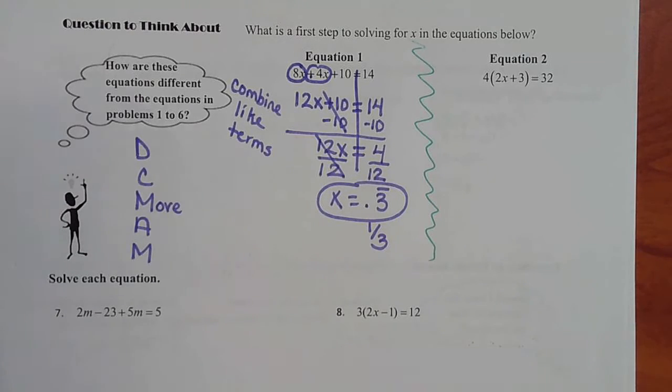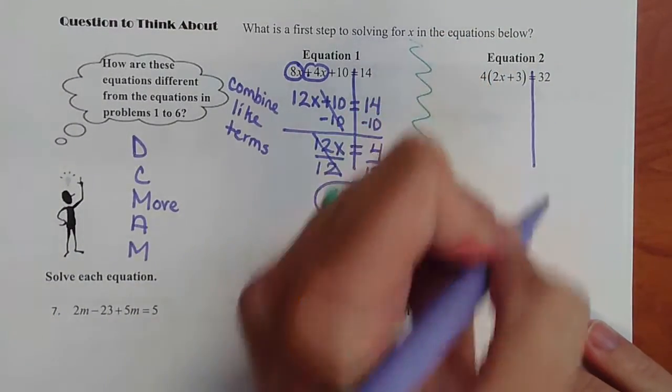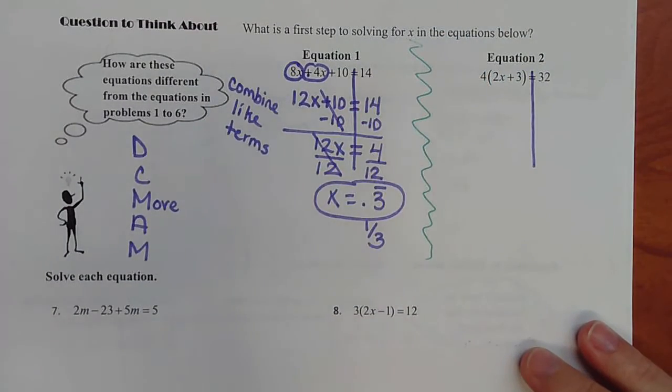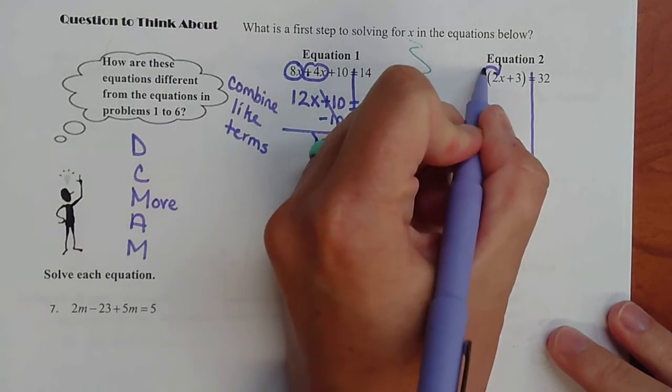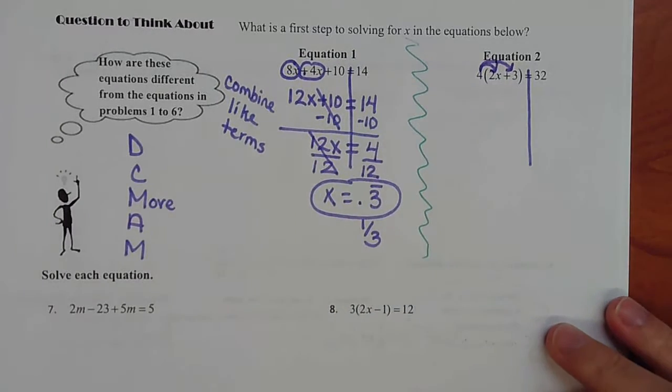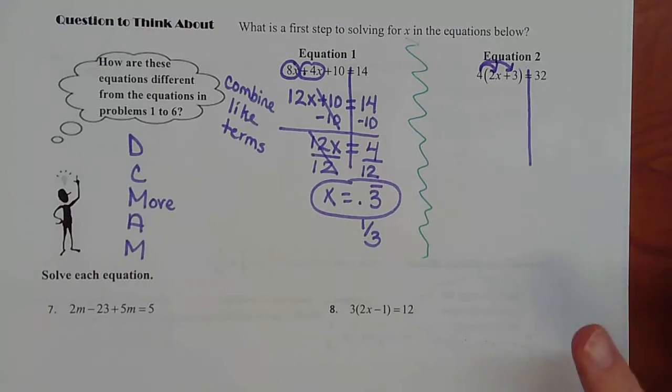When you distribute, what operation do you use? Multiplication, times, that works as well. And I don't know about you, but I'm an arrow drawer. I have to draw the arrows. If you don't have to draw the arrows, that's fine. If I find that you're forgetting something that you're distributing to, I'm going to make you draw the arrows.